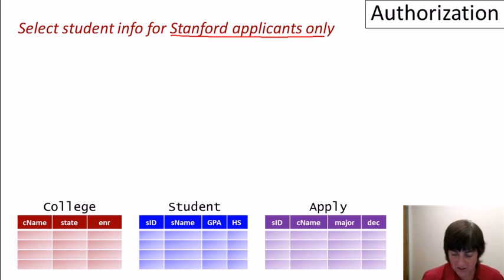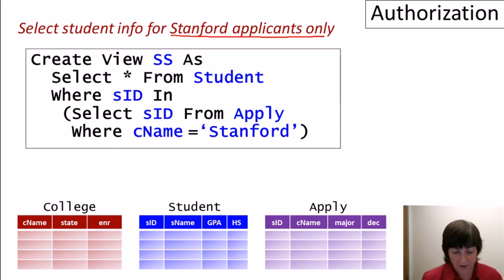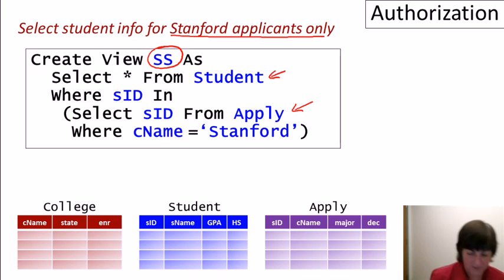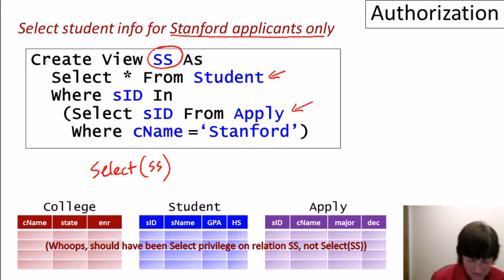The way we do that is actually by using views. We can create a view that gives us the student information for Stanford applicants only, and then we can grant users privileges on the view rather than directly on the relations. So here's our view. It says we'll find all students where their student ID is in the IDs of the students who have applied to Stanford, and we'll call that view SS for Stanford students. Now we can give a particular user the select privilege on SS, and that allows them to select the data that's in the view but not see any of the data outside of the view. Specifically, they won't be able to see student information if the students didn't apply to Stanford.